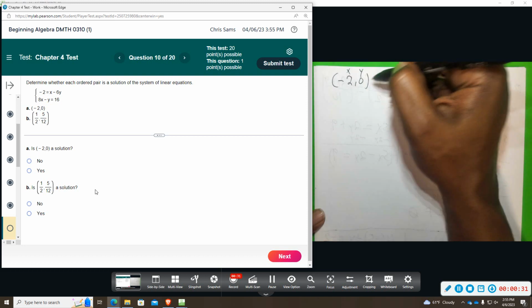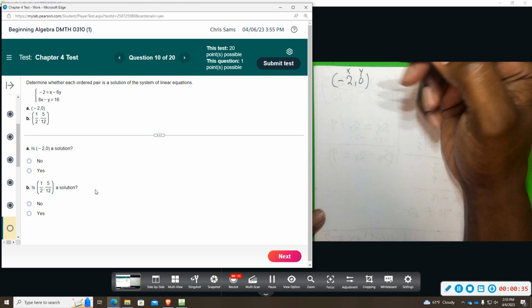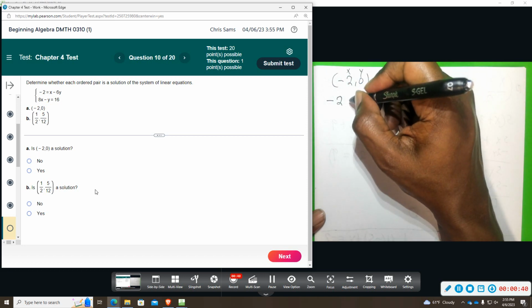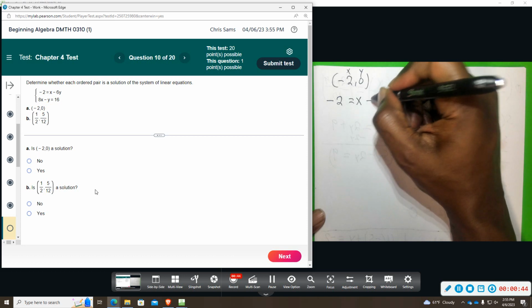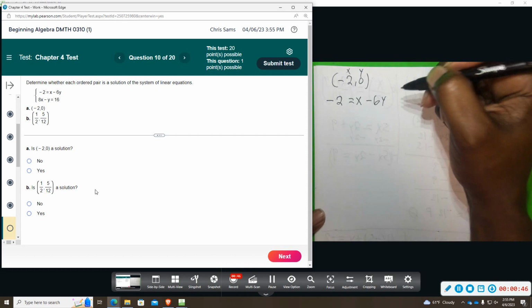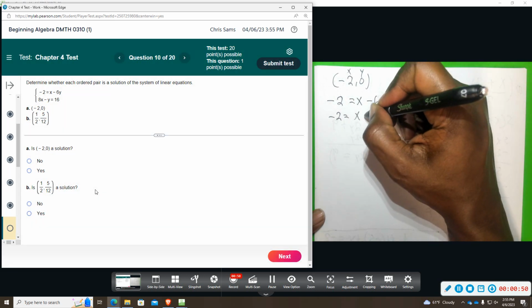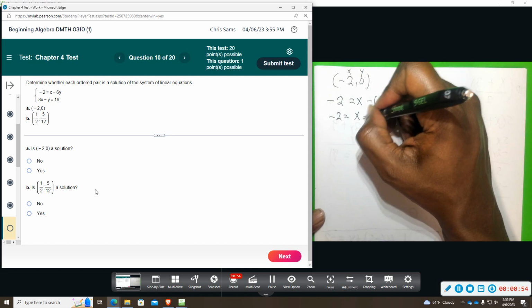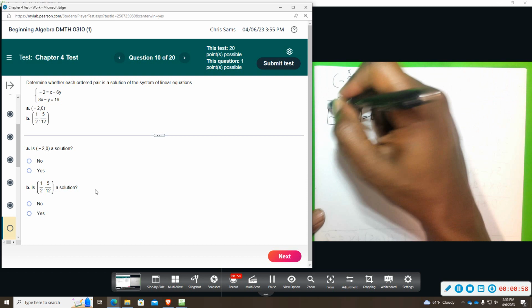This is x, y, remember, so I'm going to plug a 0 for y and make sure x comes out to be negative 2. So I have negative 2 equals x minus 6y. If I plug in a 0, I get negative 2 equals x minus 6 times 0. That term is going to get eliminated, so I get x equals negative 2. The first equation checks out.